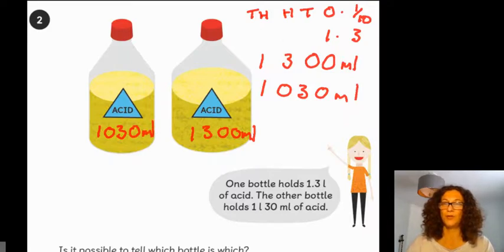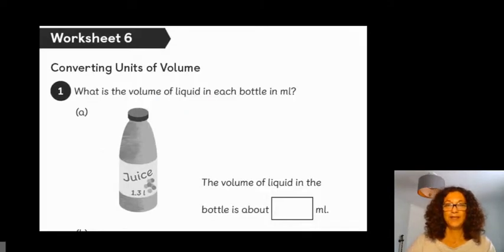You've listened well so far. Now, I'm only going to help you with the first one, and then I'm going to allow you to do the rest of these ones, and then I'm going to go through the second page of your worksheet. So on the first page, it says, what is the volume of liquid in each bottle in millilitres? Now, I'd like you to have a go, so pause the video and have a go at converting this from 1.3 to millilitres. And welcome back.